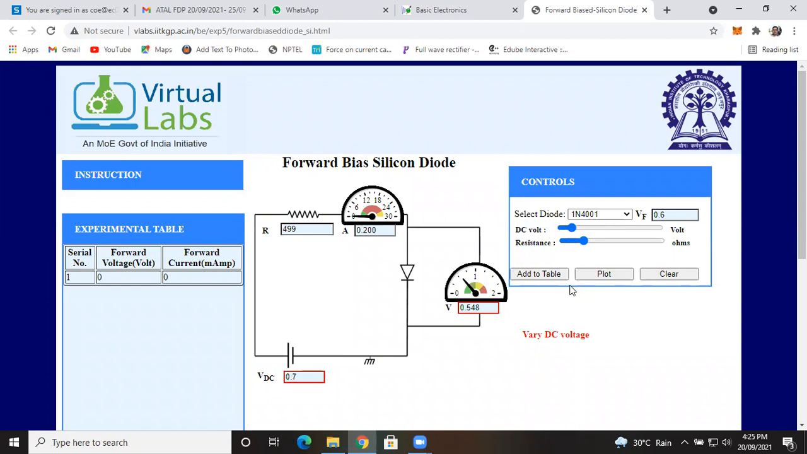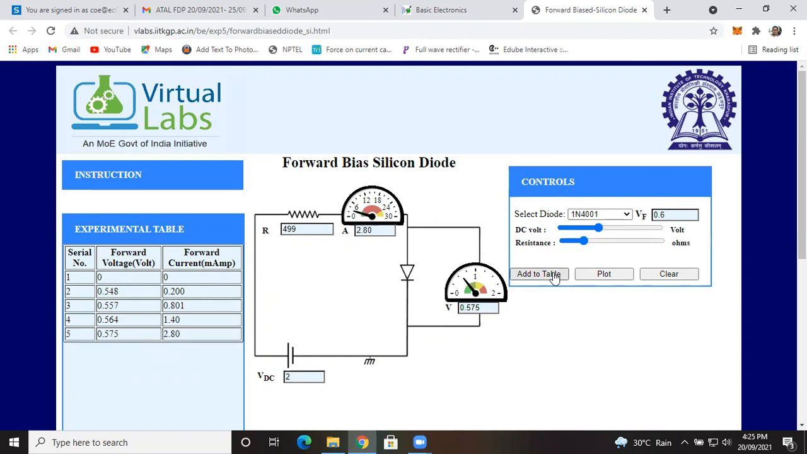Now see that when my external voltage is 0.7, meaning it's above the barrier potential, you will observe a certain value of voltage and a certain value of current. Now the current starts to flow through the PN junction diode. Let me try to add it. Now let me once again increase that external voltage. You can observe that the voltage across the diode as well as the current flowing through the diode has also increased. See that.